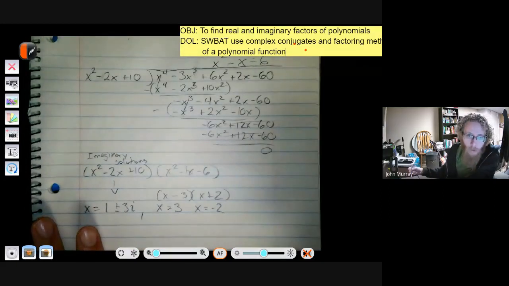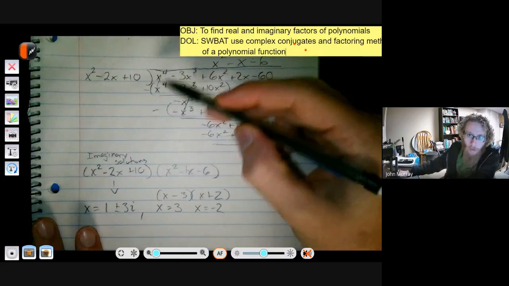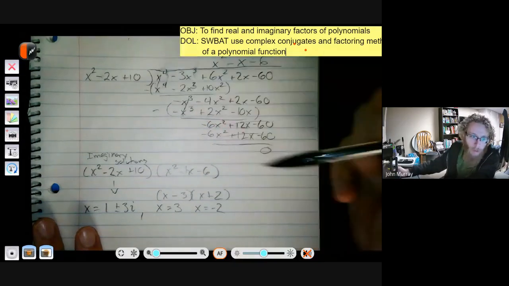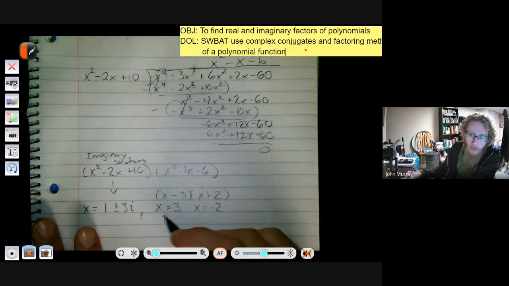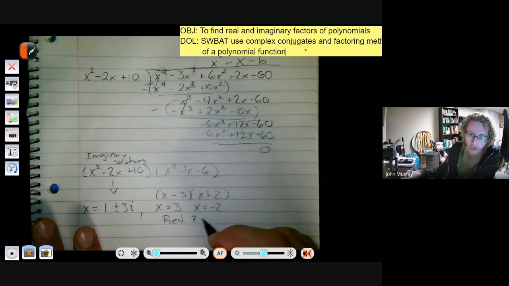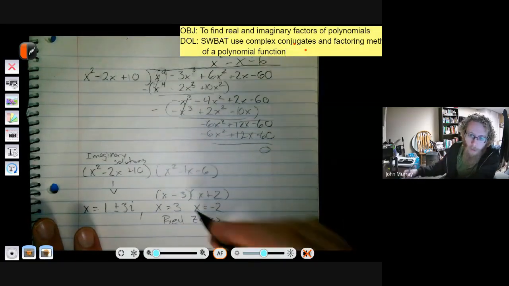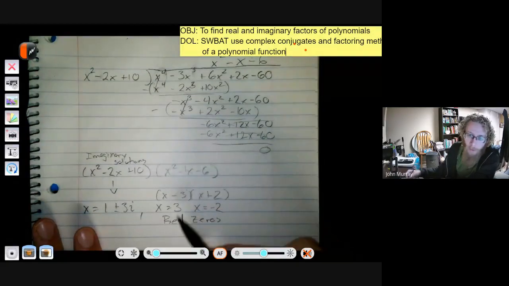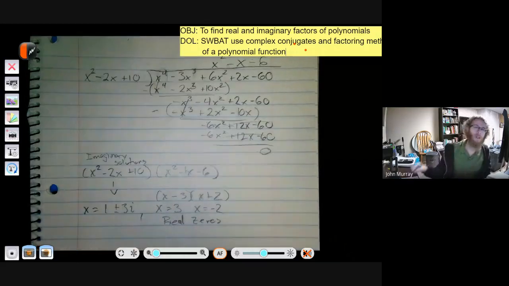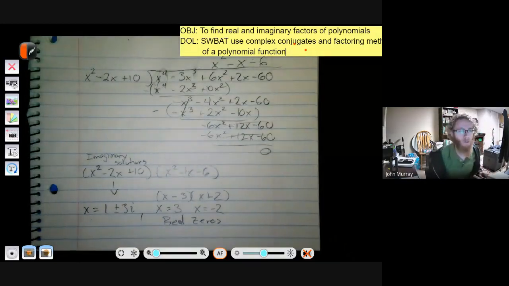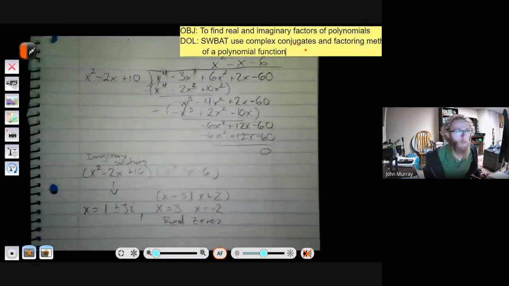All right, so there we have our 4 solutions, right? It was raised to the 4th power, so that means we have 4 zeros. We have 2 real solutions at x equals 3 and x equals negative 2. And we have 2 imaginary solutions at x equals 1 plus the square root of 3 and x equals 1 minus the square root of 3.